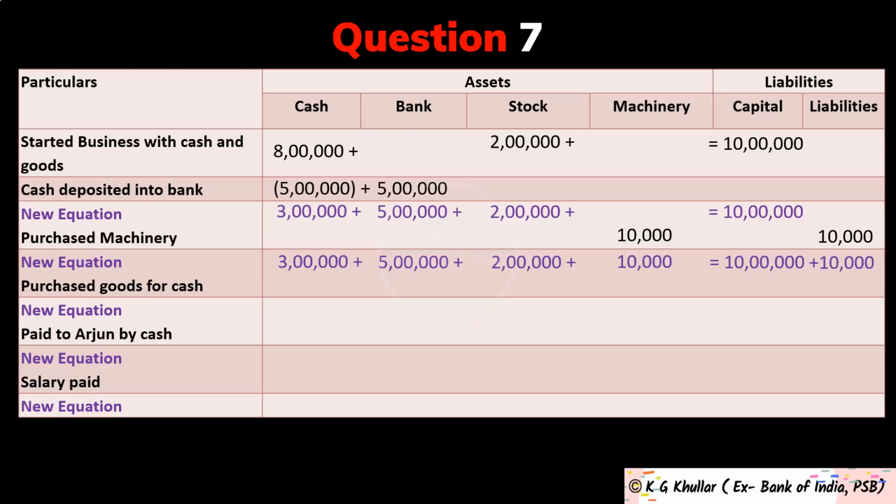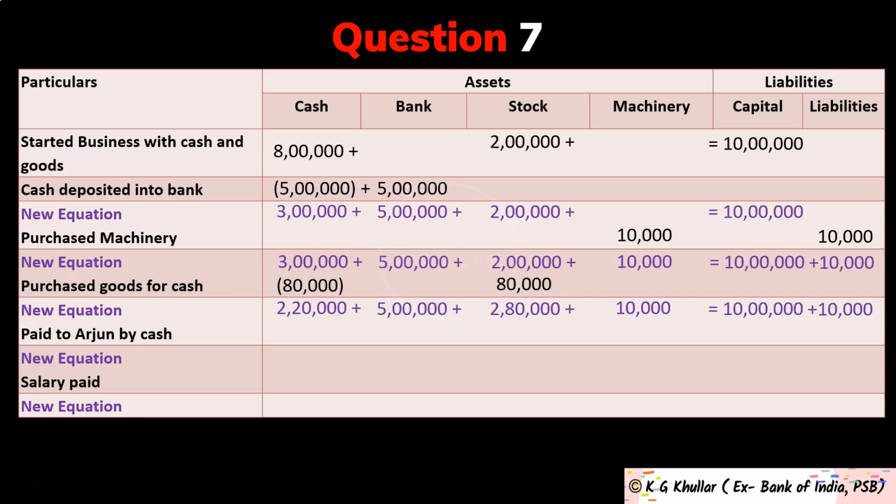Friends, since goods are bought by cash, cash will reduce by 80,000 and then stock will increase by 80,000. Thus the revised equation becomes 2 lakhs 20,000 plus 5 lakhs plus 2 lakhs 80,000 plus 10,000 equals 10 lakhs plus 10,000. Then the fifth transaction is paid to Arjun by cash rupees 10,000. Now friends, in this, cash will decrease by 10,000 and on the other hand liabilities will get decreased by 10,000.